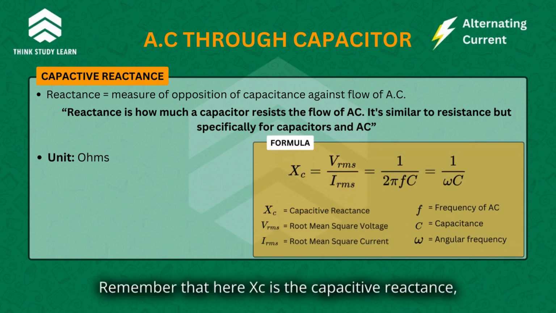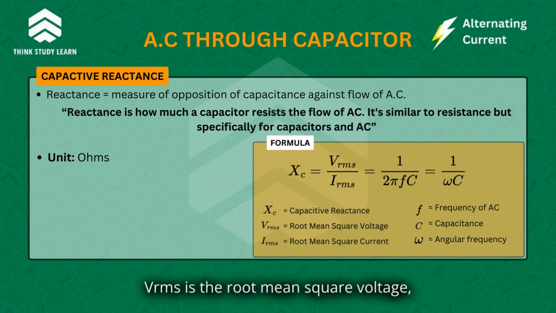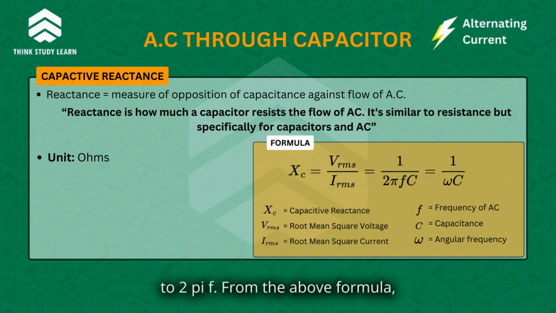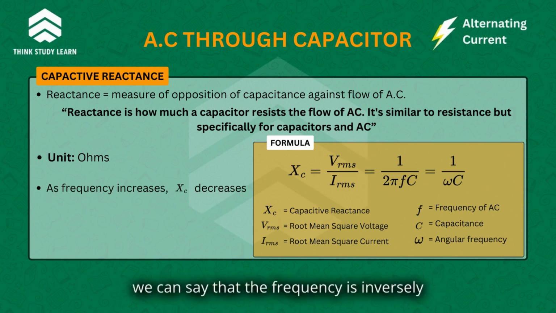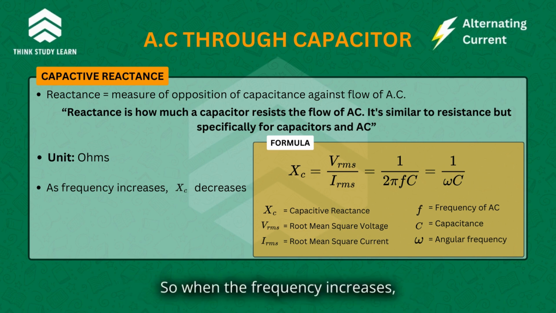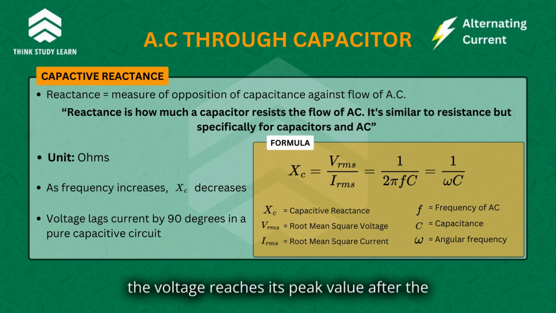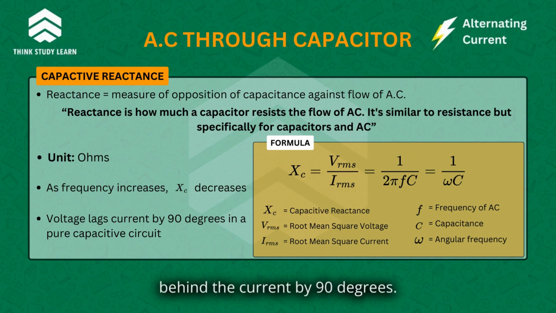Remember that here Xc is the capacitive reactance, Vrms is the root mean square voltage, Irms is the root mean square current, f is the frequency, C is the capacitance, omega is the angular frequency which is equal to 2 pi f. From the above formula, we can say that the frequency is inversely proportional to the capacitive reactance. So when the frequency increases, the reactance decreases. In a circuit with only a capacitor, the voltage reaches its peak value after the current does, which means the voltage lags behind the current by 90 degrees.